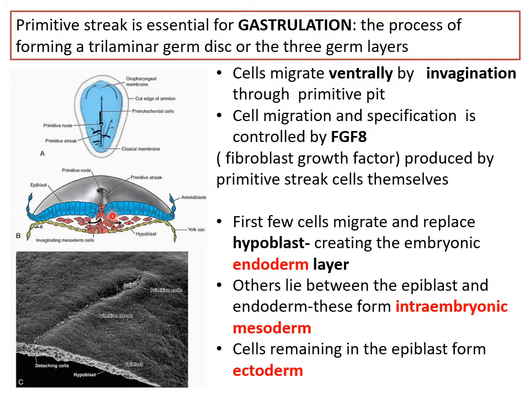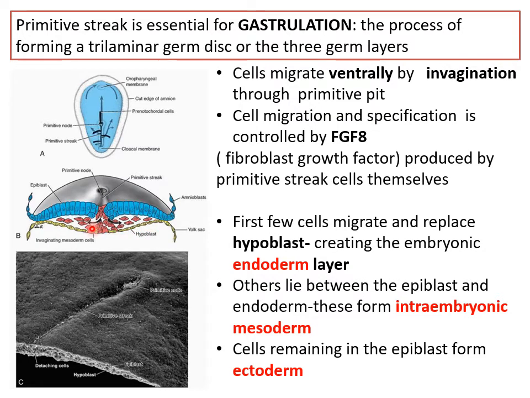So what happens to the first few population of cells? You can see in the second picture the red cells, they're going straight down, and remember the yellow cells were the hypoblast in the bilaminar germ disc. So the first few cells migrate into the hypoblast and start replacing the original primitive hypoblast cells, and henceforth they will be known as the embryonic endoderm layer. That means the cells from the primitive streak come into the hypoblast, replace the original hypoblast, and then will be known as endoderm.